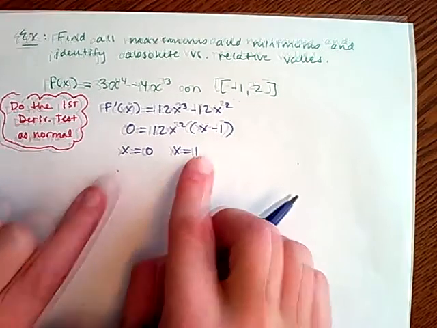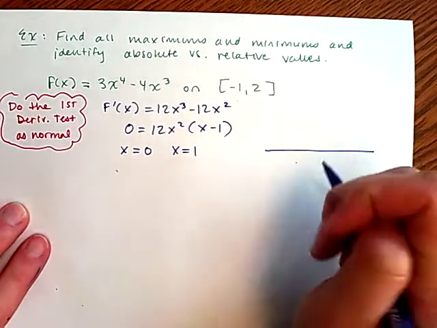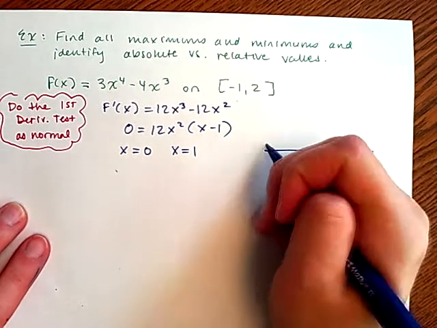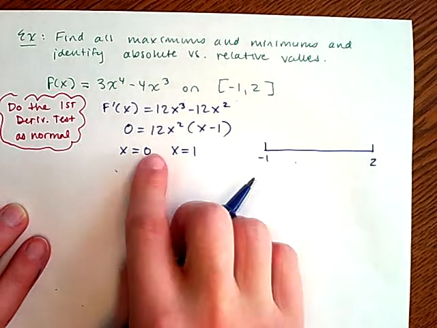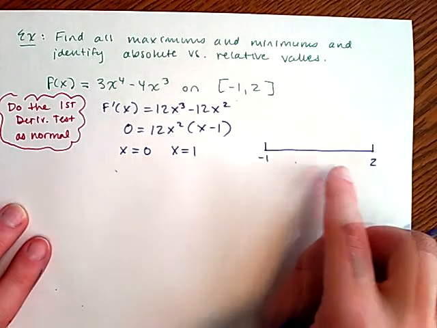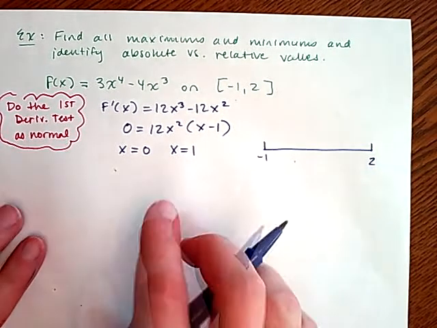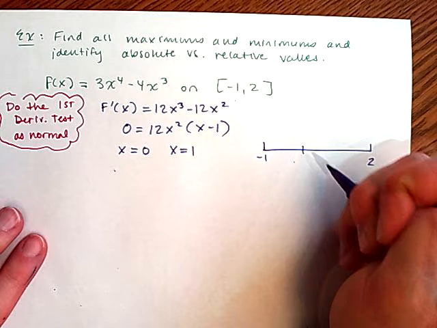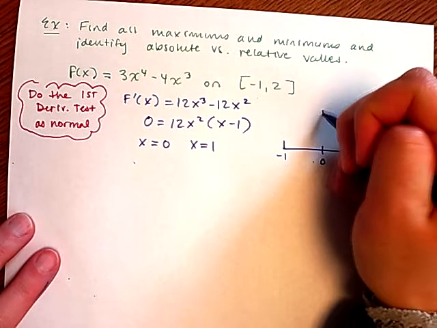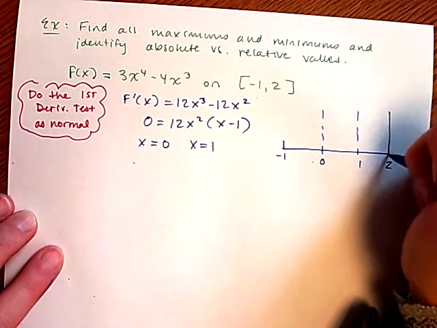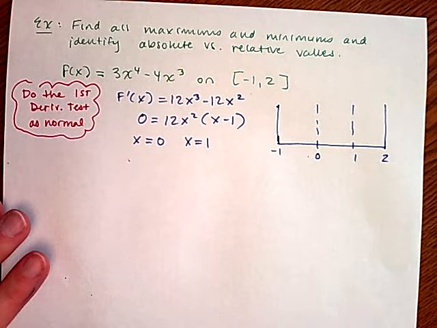One key thing is when I go to make my number line, I want to include my endpoints on my number line. So I want to start at -1, end at 2. And once you do that, sometimes your critical points won't both fall on the interval, in which case you just exclude one of your critical points if it's not actually on the interval. But in this case, they both are, so we're good. So now I need to check what's going on in between.